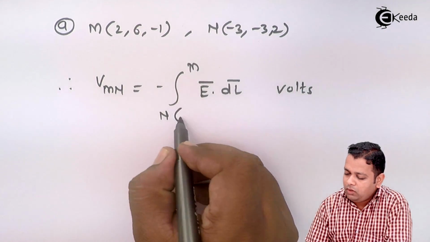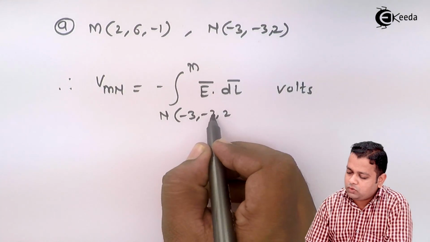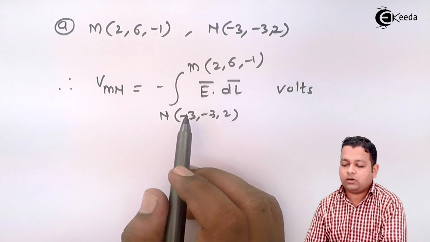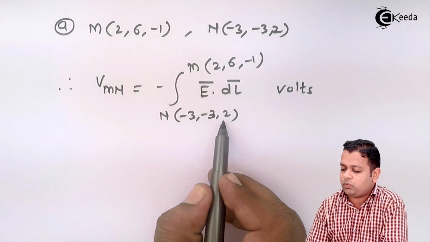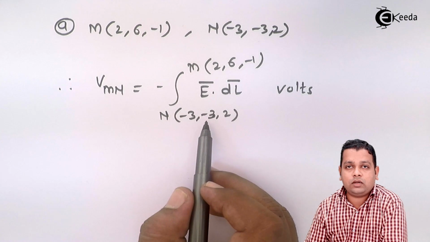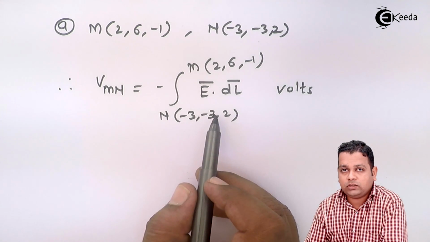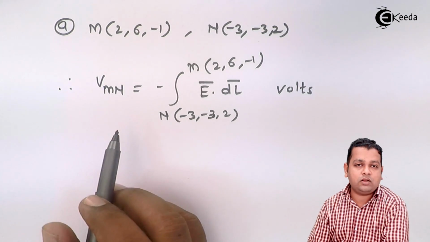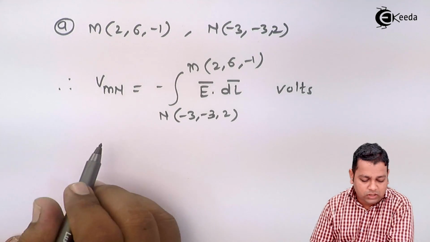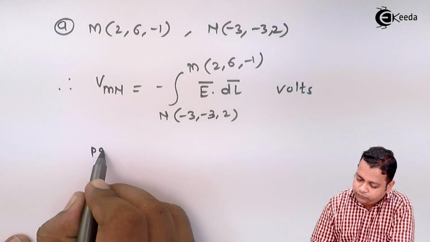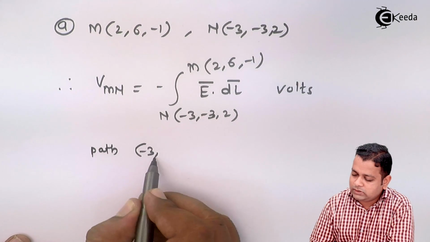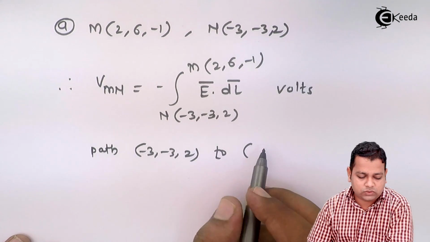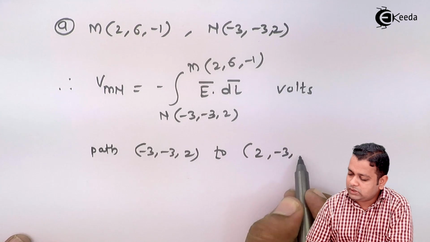Now the path we have to take. For N we have (-3, -3, 2), and for M we have coordinates (2, 6, -1). If we focus our attention on all the three coordinate values, all the coordinate values are different. So we have to make the change along x, change along y, change along z. So let us split this integral into three terms. Here we can say the path will be from -3 to 2, we shall be changing the x coordinate.